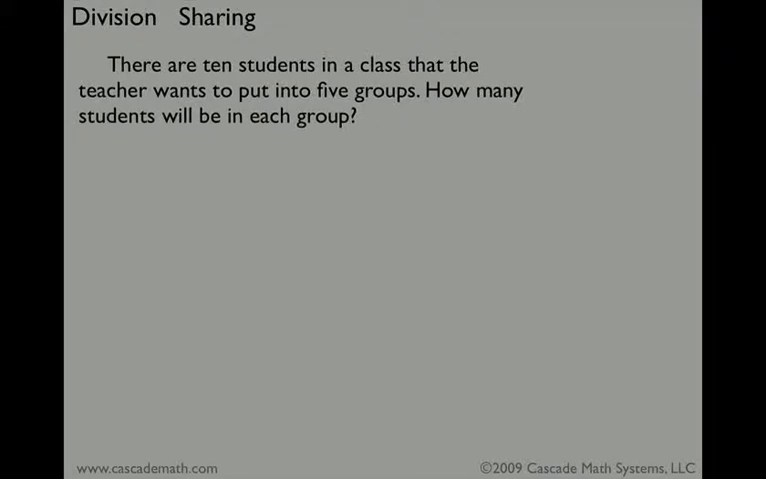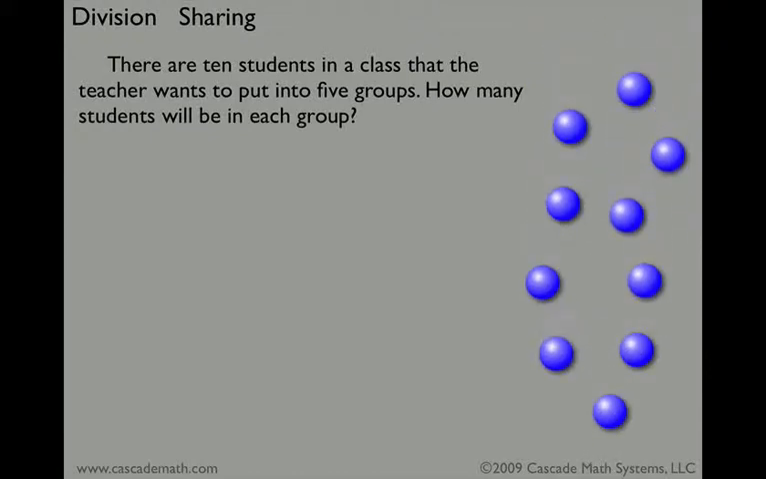There are 10 students in a class that the teacher wants to put into 5 groups. How many students will be in each group? I'm going to start by dropping 10 balls on my tray to represent the number of students in the class. The next thing I do is separate or divide them equally into 5 groups.